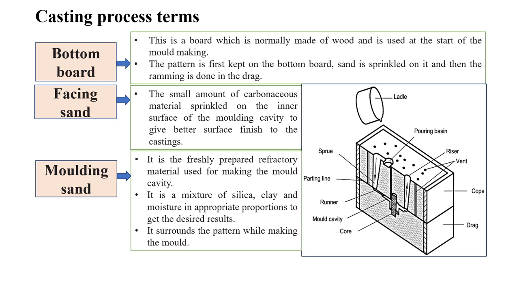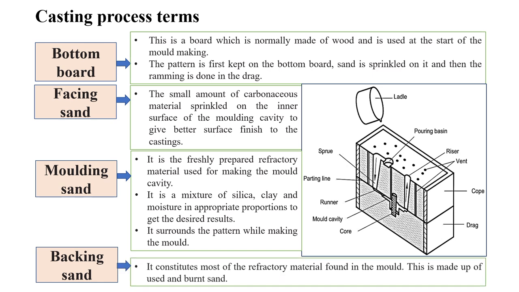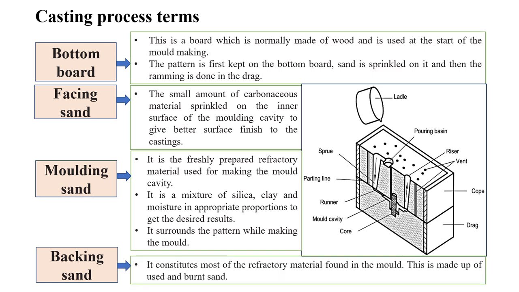Backing sand. Backing sand constitutes most of the refractory material found in the mold. It is made up of used and burnt sand. So backing sand may be a mixture of facing sand and molding sand that is already used and burnt.